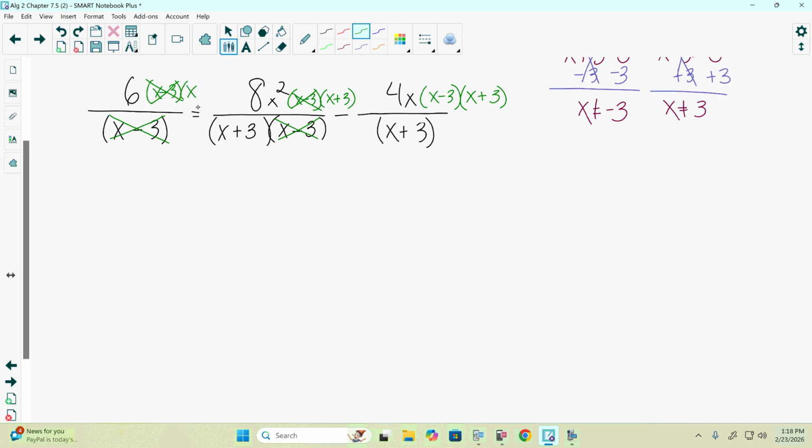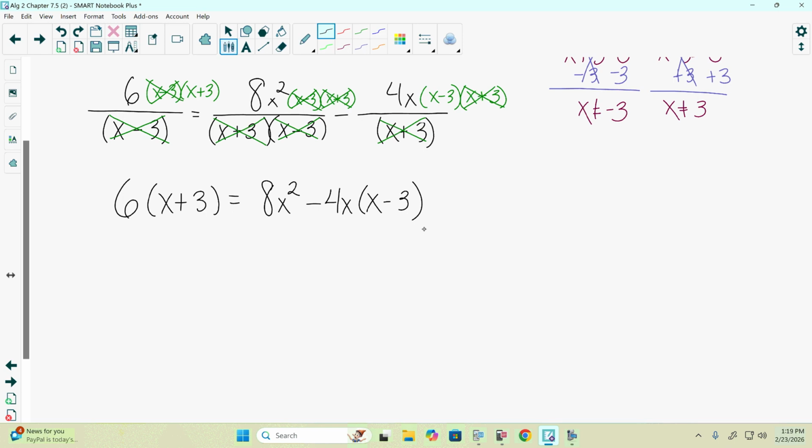So for this one here, we need to multiply everything by x plus 3. So especially the fraction on the far right, the x plus 3 and x plus 3 would cancel. We got 1 on bottom, so the one we multiplied by it will simplify out. In the middle, the x plus 3 on bottom and the one we're going to multiply it with will simplify out. And by multiplying everything by x plus 3 and x minus 3, all of our denominators simplify. And what that leaves us with is 6 times x plus 3 is equal to 8x squared minus 4x times x minus 3.